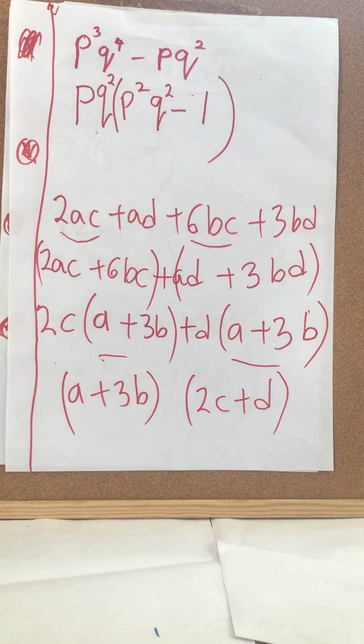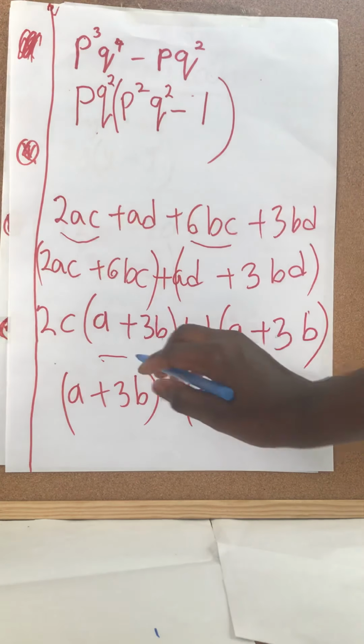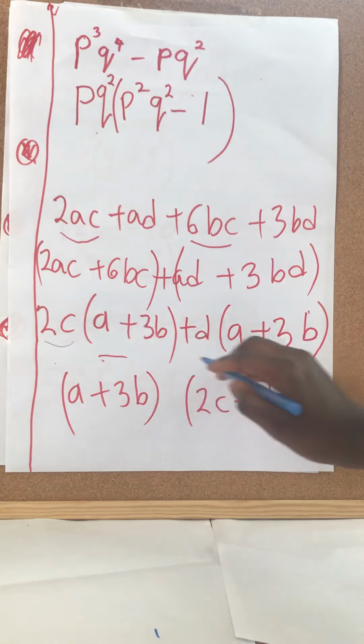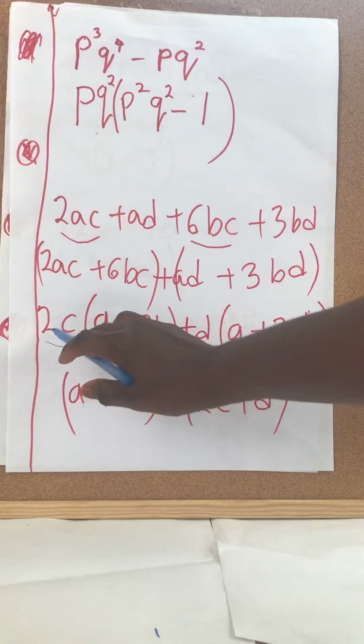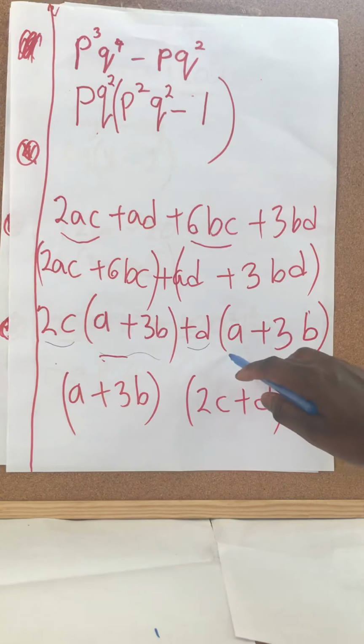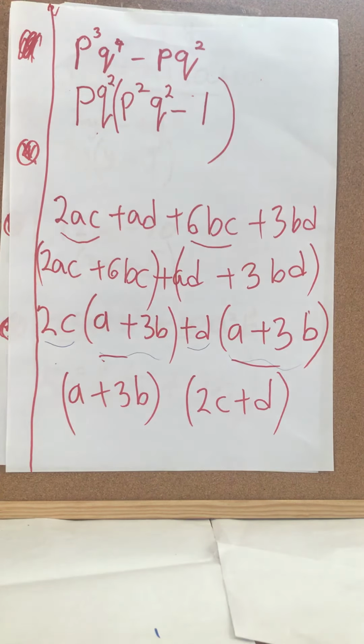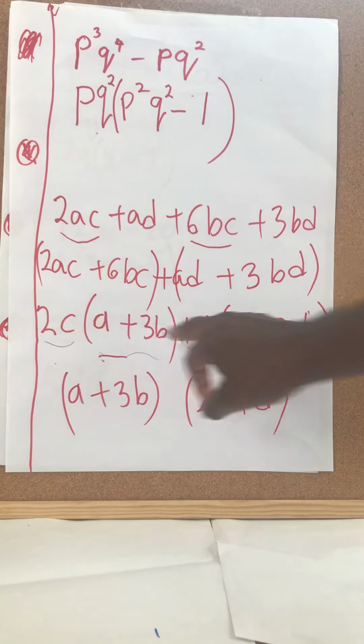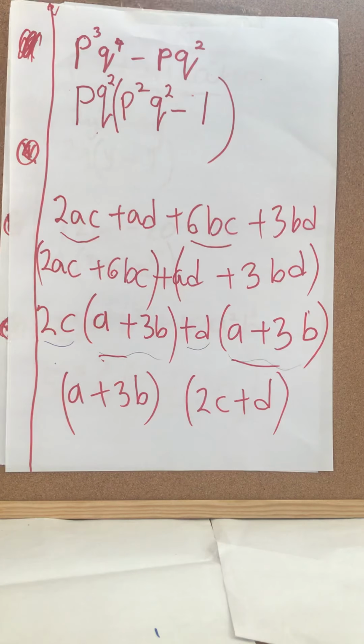This is an example of grouping factors, common factors by grouping. The one outside, 2C plus D. The one inside the bracket, A plus 3B. If you don't get the same thing inside your brackets, then your grouping is wrong. You have to do it again. Let's do one more example.